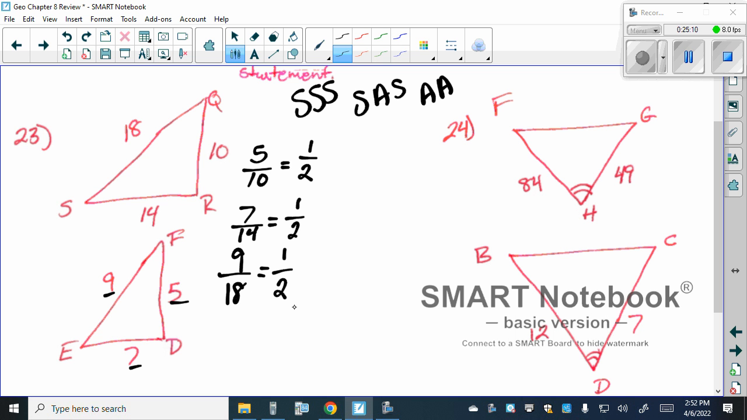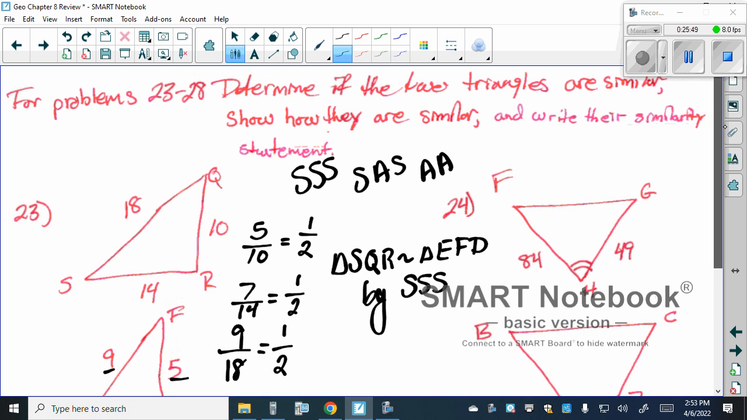So can we say these two triangles are similar? So we can say triangle SQR is similar to triangle EFD by what? By side, side, side. And that's all we need to do for this here. Any other questions on 23? Questions on 24 or 25? Or 26, I think there's one more. 26, 27, or 28?